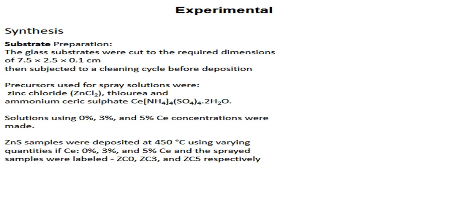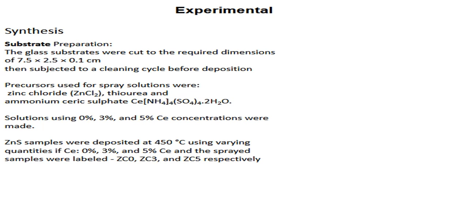After that, precursors were used to form solution of this zinc sulphide, and the materials we use as our precursors to form the solutions were zinc chloride, thiourea, and ammonium ferric sulfate anhydrous. After the mixture, solutions of 0%, 3%, and 5% cerium concentrations were made.